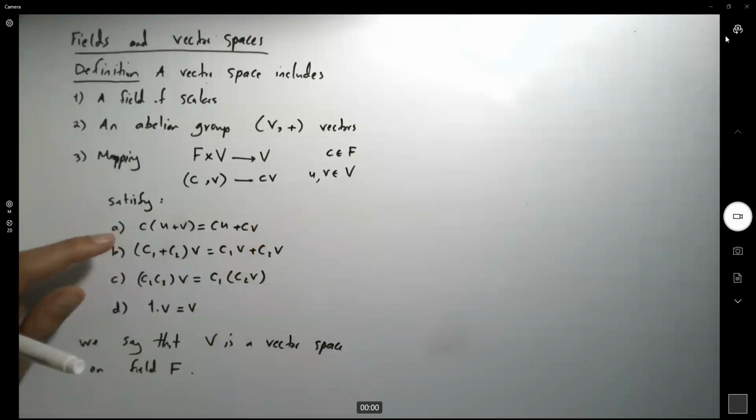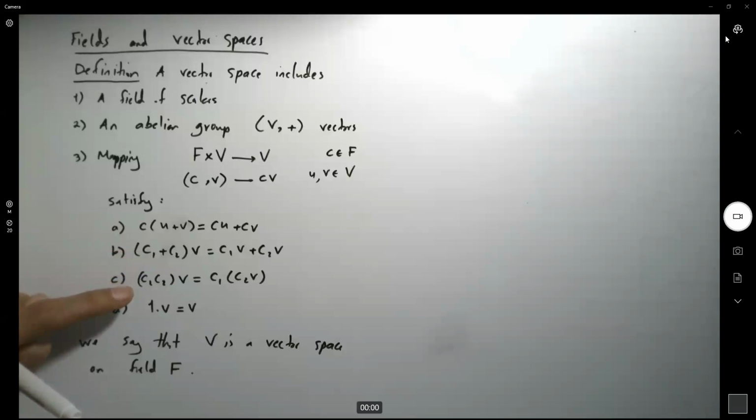You have distributive properties: C distributed over the summation of two vectors, and (C1 plus C2), where these two are scalars, times V can be written as C1V plus C2V. C1 times (C2V) can be written as (C1 times C2) times V, and 1 times V is equal to V. In this case, we say that V is a vector space on field F.